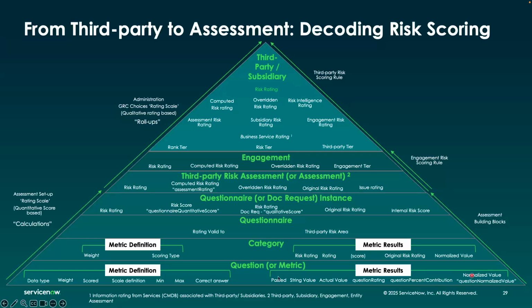As for passed, string value, actual value, and normalized value, they are pretty straightforward, as you have already guessed from their naming convention. Passed: for a scored question, the metric result table stores the result of question response evaluation as passed or failed. Passed value means the question response was favorable.